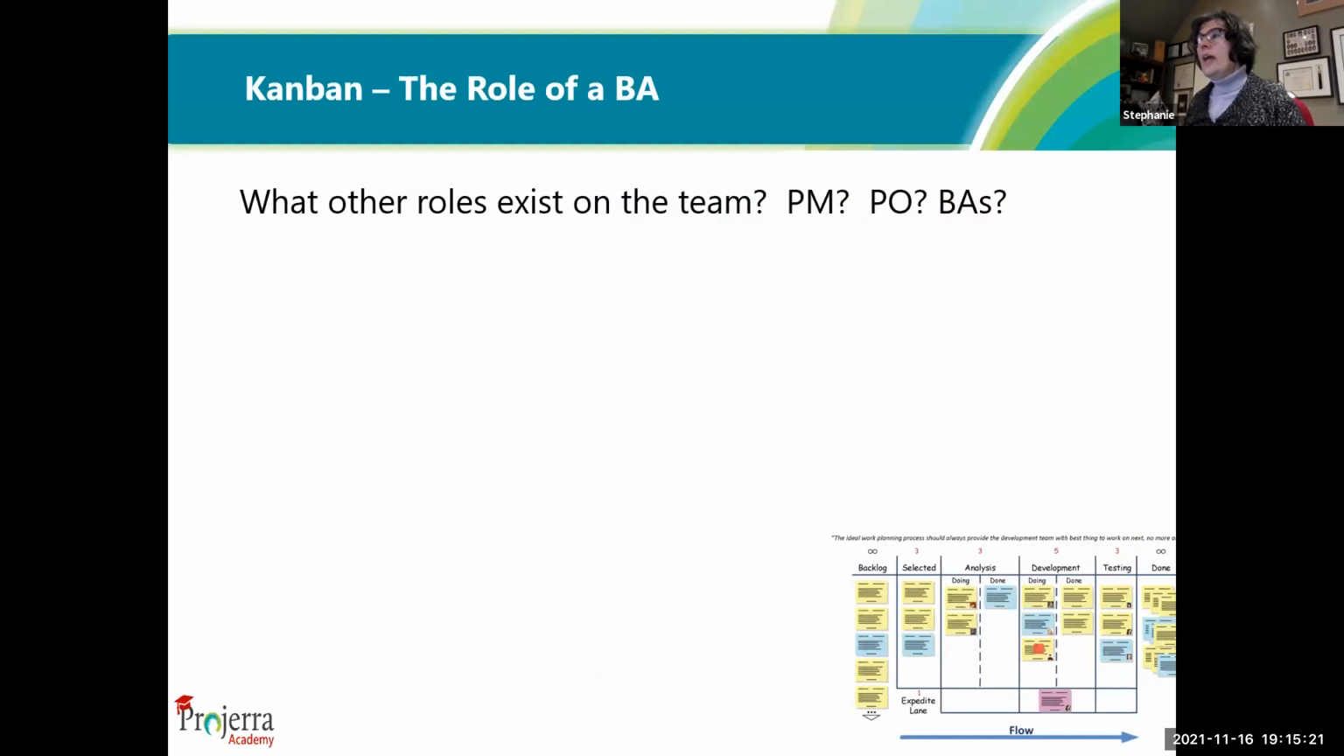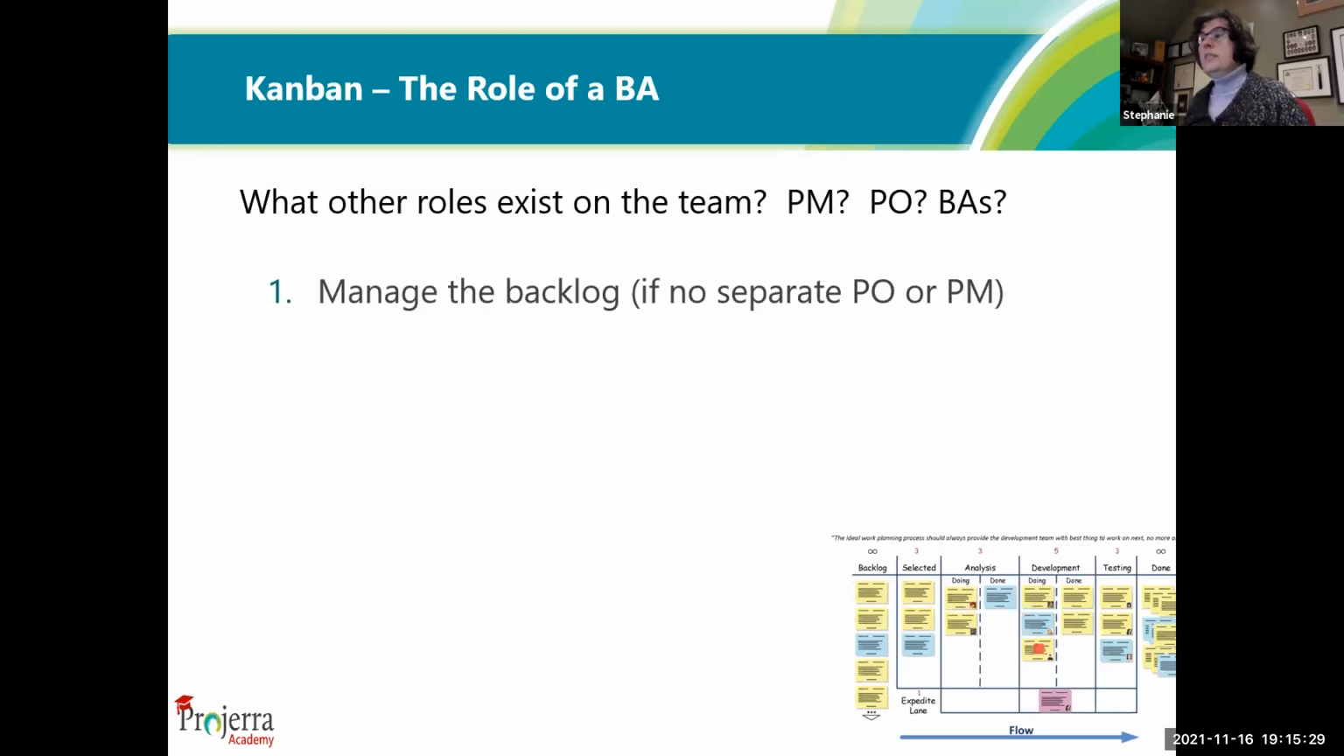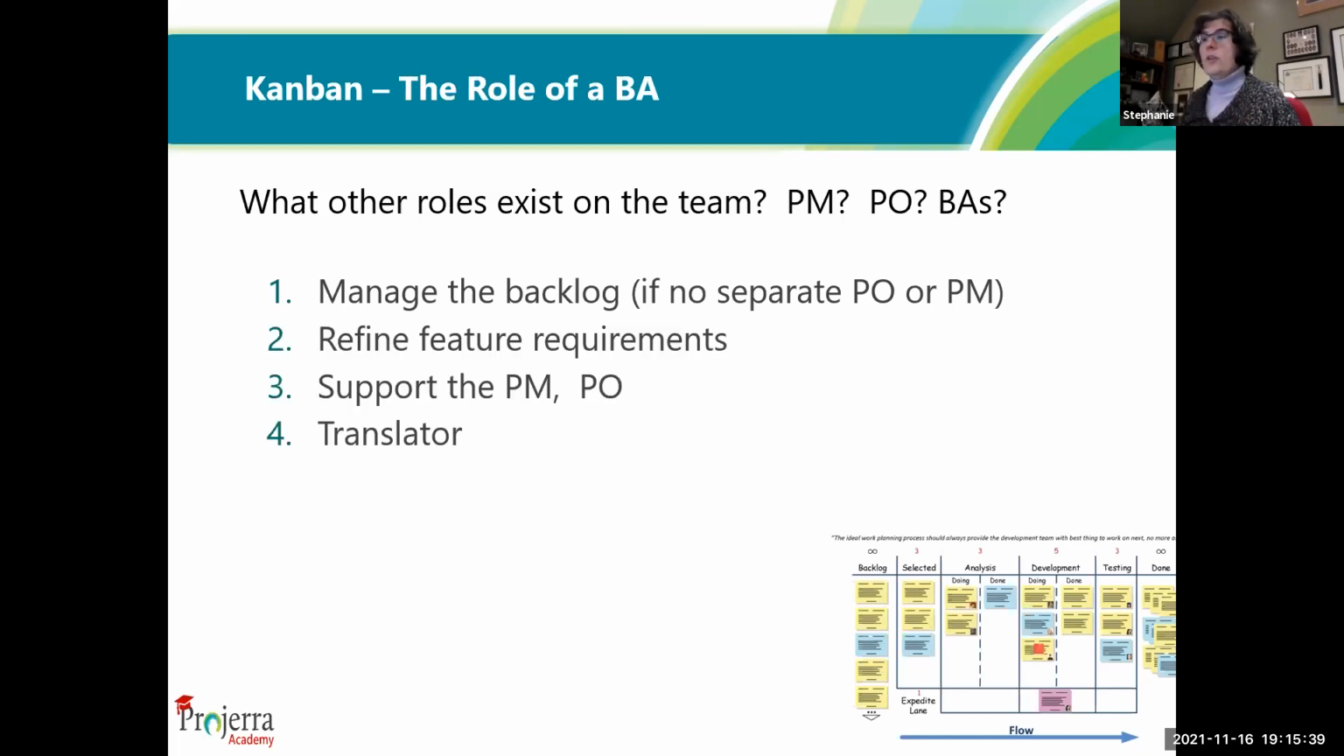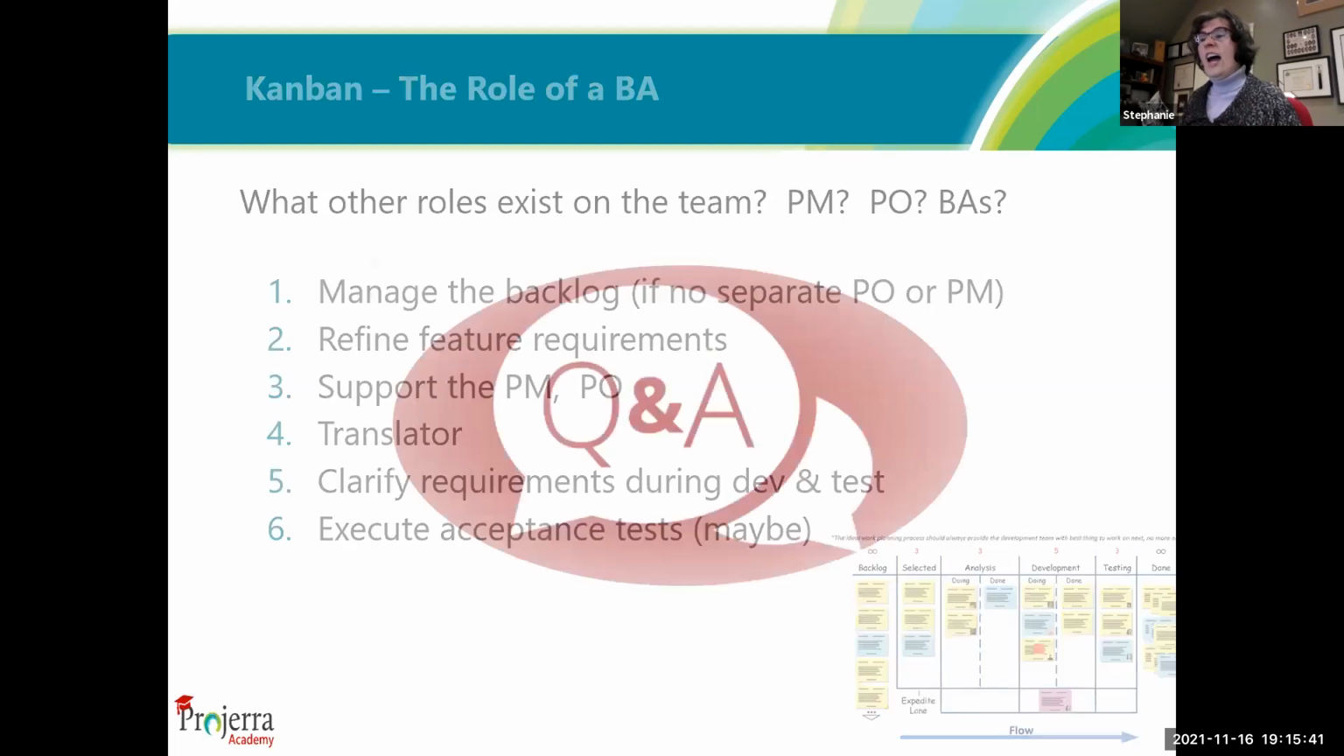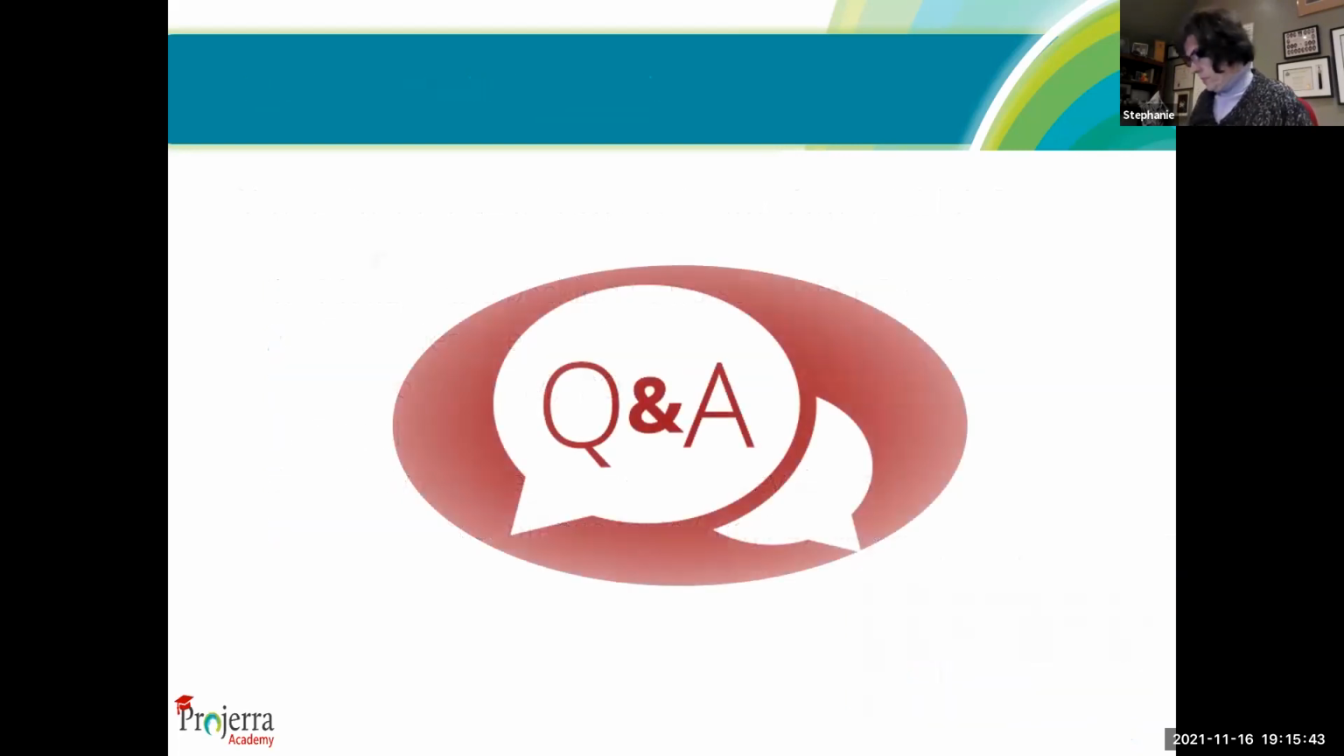So what are the other roles on the team? This is how we're going to have to figure out what is the role of the BA. It depends upon the other players. Once again, if there's no product owner and no project manager, the BA is going to be the one managing the backlog, refining the requirements, supporting the team, the translator. Notice those are all the same. Any questions on that before we jump into SAFe?